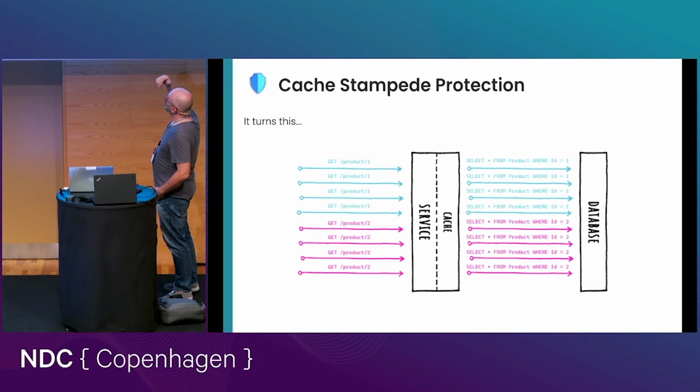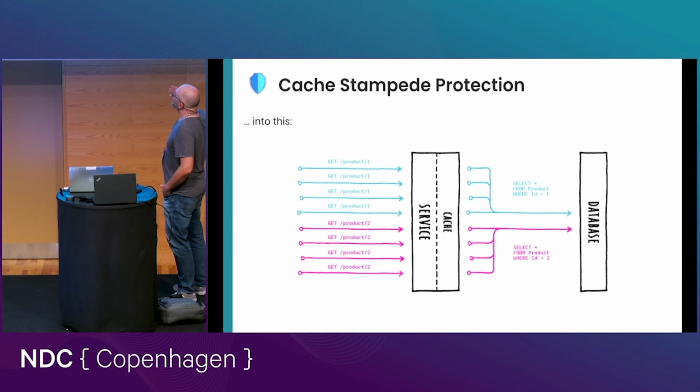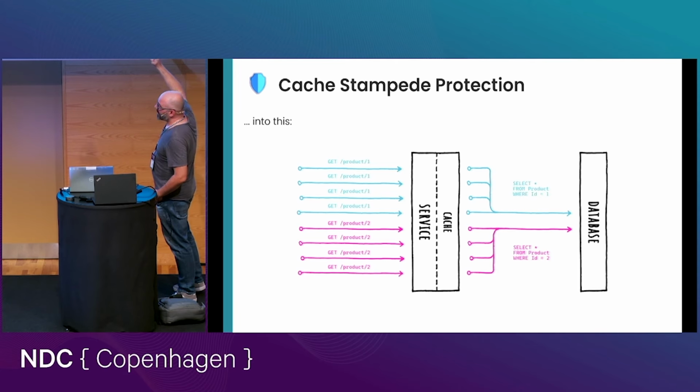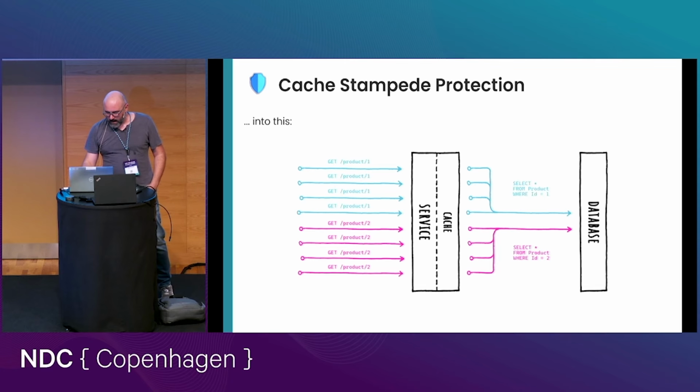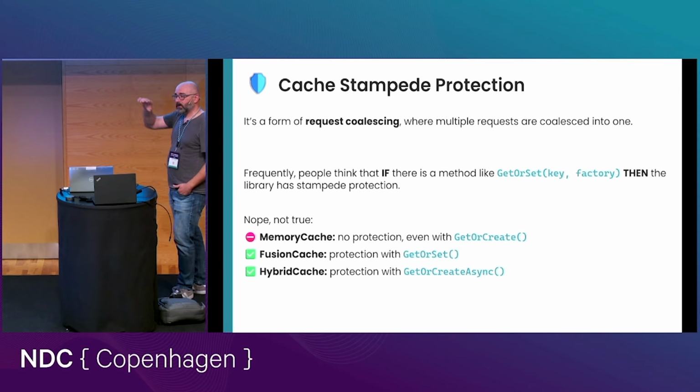Basically, we will turn this into this, which is way better because it will go to the database only once. But as you can see, it will go to the database only once per different cache key, so per product in this case. This is important because request queries to the database for product 1 should not block queries for product 2. And this is what cache stampede protection will give you. Now, it's a form of request coalescing, meaning the multiple logical requests are coalesced into one.